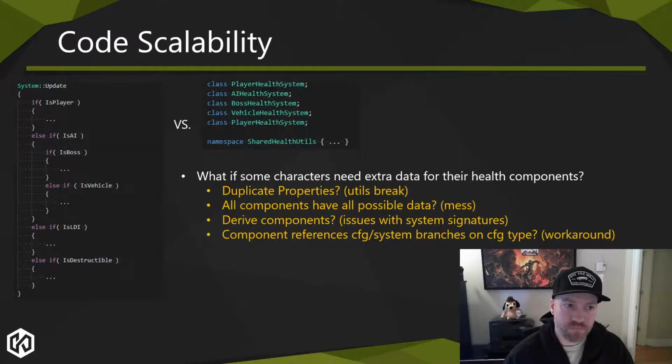And what I meant by the code scalability aspect is you have, let's say, a system that might evolve over time. Let's say it's a health system, and inside the health system, the designers one day decide vehicles need to be handled very differently, and bosses need to have a completely different flow in terms of how they take damage and how the health system works. Player and AI very different. Destructibles and LDIs, level design ingredients.